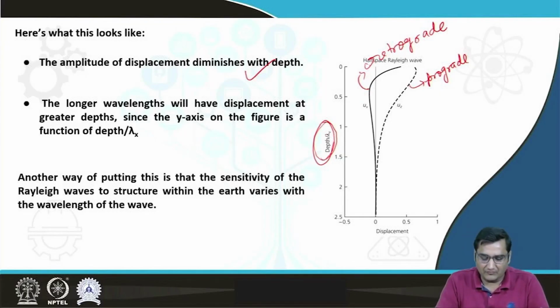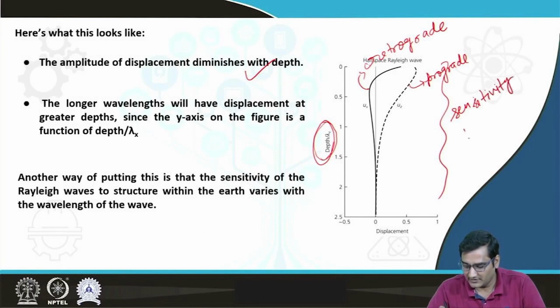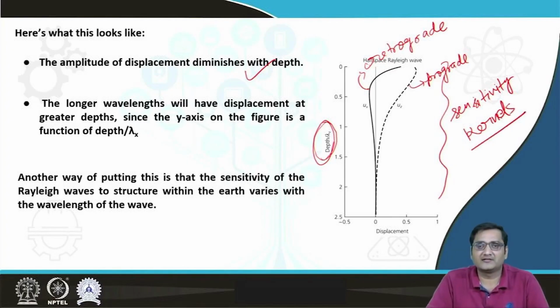So another way of putting this is that the sensitivity of the Rayleigh wave to the structure within the earth varies with the wavelength of the wave. What we have just shown, this particular curve, is also known as sensitivity kernels for the surface wave. These sensitivity kernels tell you how sensitive your Rayleigh waves are with respect to depth. So what we have seen is that the longer period waves are more sensitive to greater depth.